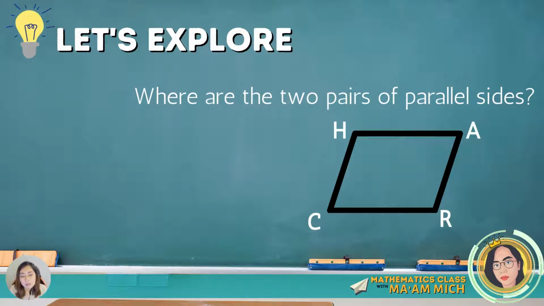Okay. The question is, where are the 2 pairs of parallel sides in the given parallelogram? Can you show it? Trace it? Of course, yes, but I cannot see it because hindi naman nakikita dito yung finger nyo while pointing these sides. Okay. We have here parallelogram CHR or parallelogram chart. Where are the 2 pairs of parallel sides? Sabi natin, parallelogram has 2 pairs of parallel sides.